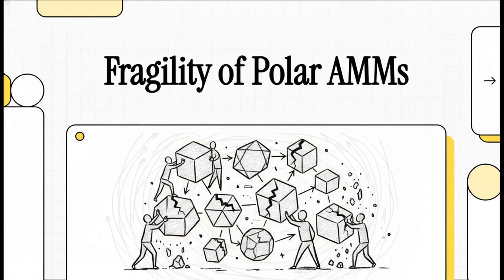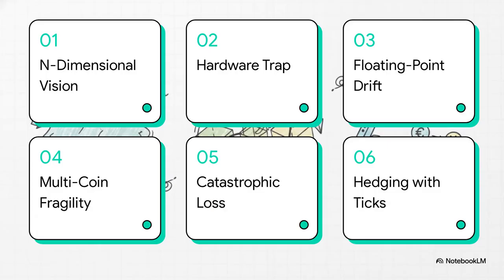So we're pulling back the curtain on high-dimensional liquidity pools to see exactly what happens when perfect theory collides with messy, chaotic human reality. Here is our roadmap for today's forensic breakdown. We're going to start with the multidimensional AMM vision, then look at the hardware determinism trap. After that, we hit floating point drift under stress, move into the multi-coin fragility trap, explore catastrophic divergence loss, and finally wrap up with hedging with polar ticks.